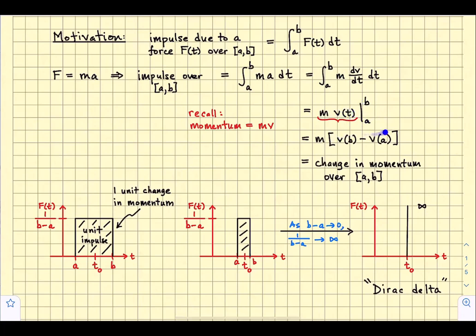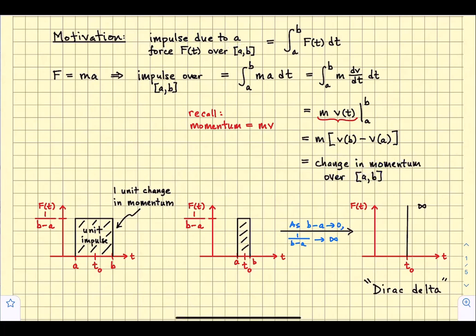When we evaluate, we get mass times the change in velocity. And if you remember, mv is just momentum. So this is just the change in momentum over the interval from a to b. That gives us a very concrete interpretation of what the impulse due to a force is over an interval. It's just the change in momentum over that interval.